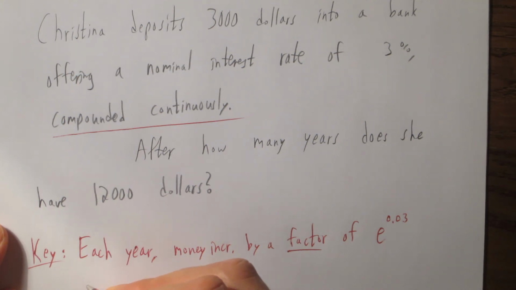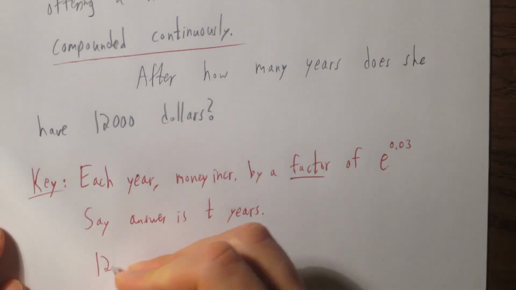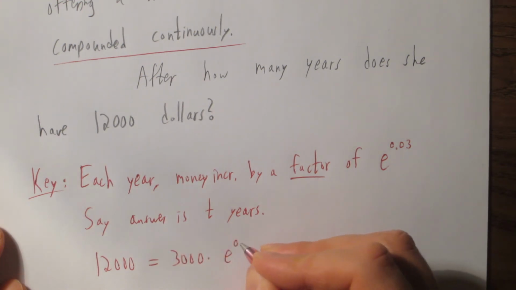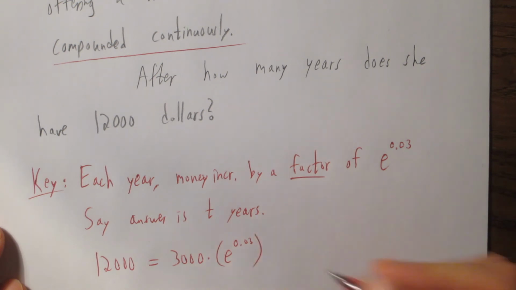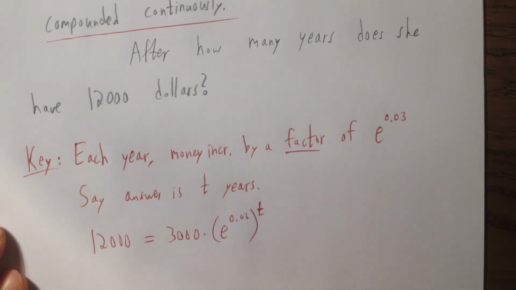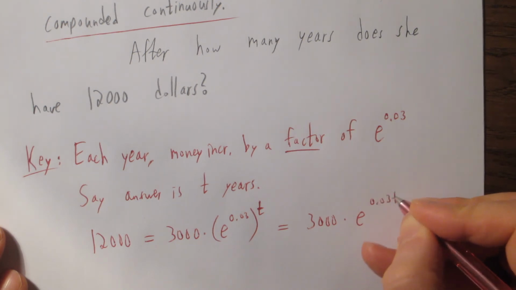we get an equation if we say that the answer is t years. So as always, introduce a letter for an unknown quantity. Then we get the equation that 12,000 should be 3,000, the starting amount, times this factor, e to the power of 0.03, by which money grows each year, to the power of t, the number of years the money sits in the bank until you get 12,000. But this is just 3,000 times e to the power of 0.03t, of course.